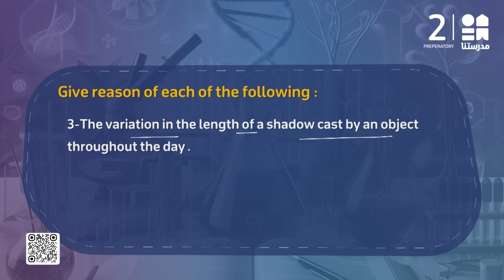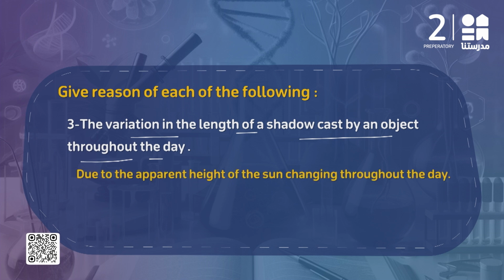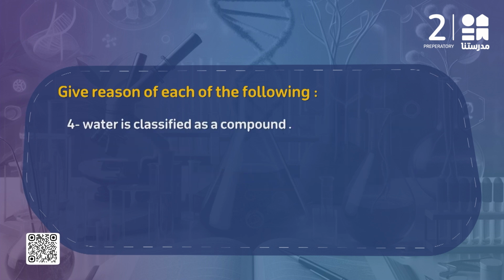Number 3 says: the variation in the length of the shadow cast by one object throughout the day is due to the apparent height of the sun changing throughout the day. وقلنا كل ما ال apparent height of the sun gets higher in the sky كل ما الشادو بتاعي gets shorter.